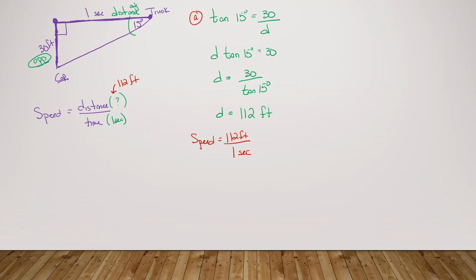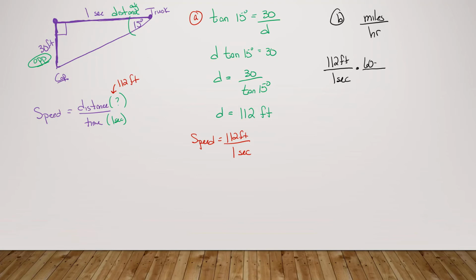But here's the deal. Not only did they ask me to find the speed in feet per second, they also want it in miles per hour. So I've got some converting to do. I need to take 112 feet over 1 second, and I need to convert it into miles per hour. Now, here's a technique I learned when I was in high school chemistry class, and I never forgot it because it's not based on numbers, though I do need to know the numbers. It's all based on me putting my units in the correct spot.